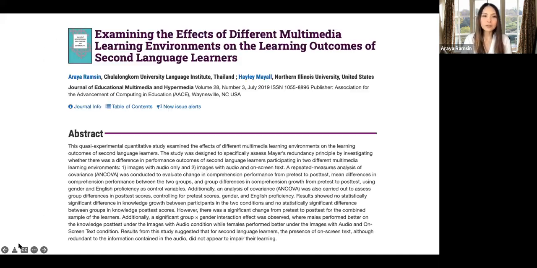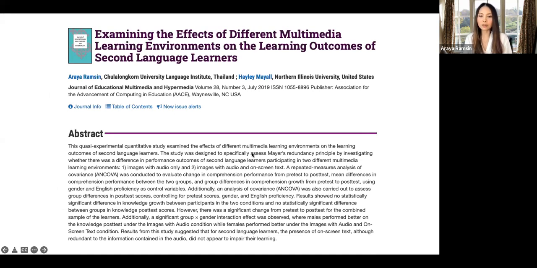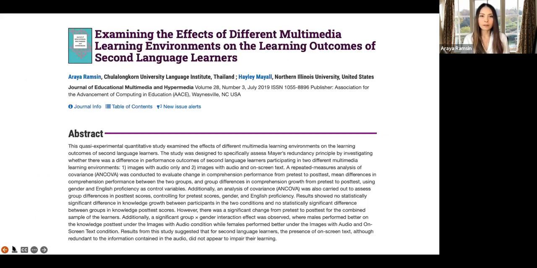Okay, so now I'm going to quickly show you a study that I conducted using a quasi-experimental research design, so we can see a more concrete picture of what a quasi-experiment looks like. This study was based on the cognitive theory of multimedia learning, particularly the redundancy principle, and it was published in the Journal of Educational Multimedia and Hypermedia. This is the topic of my study: examining the effect of different multimedia learning environments on the learning outcomes of second language learners.